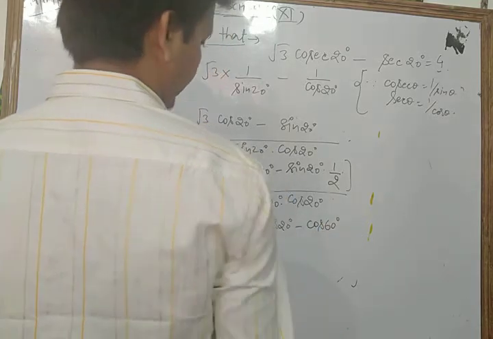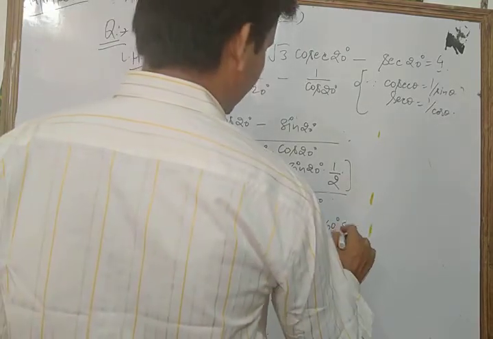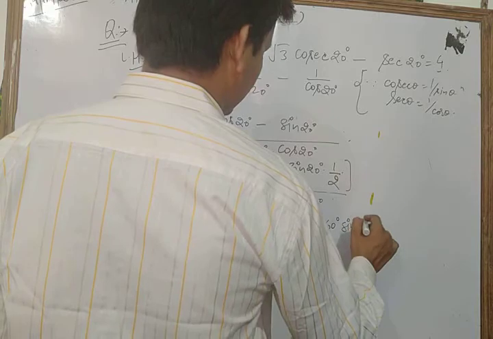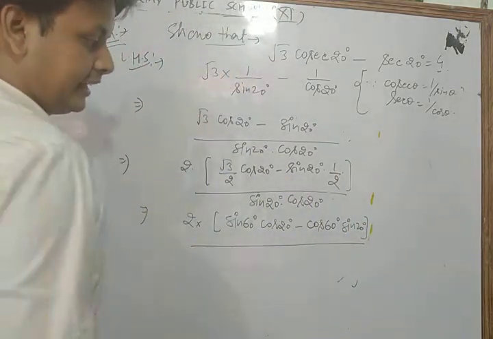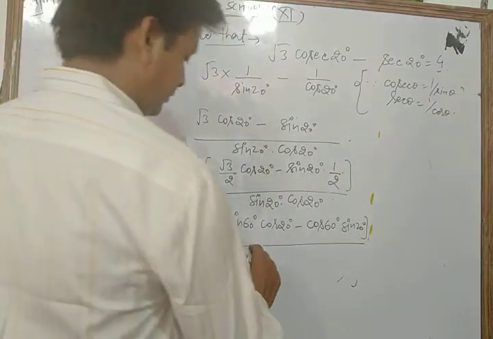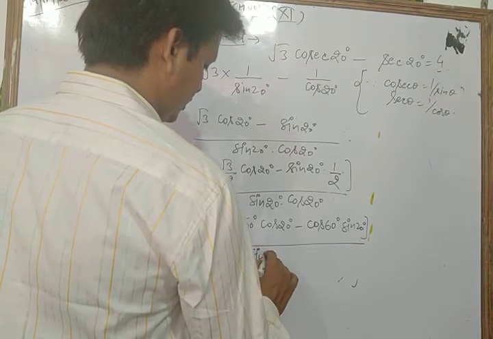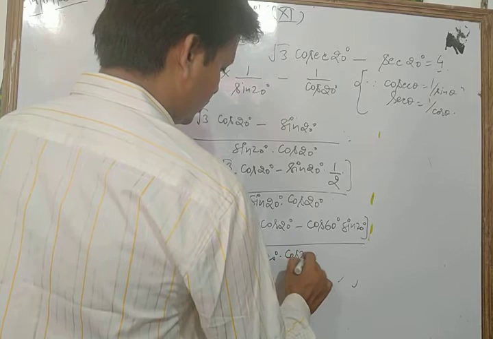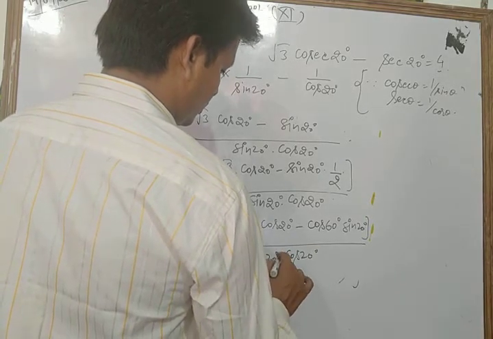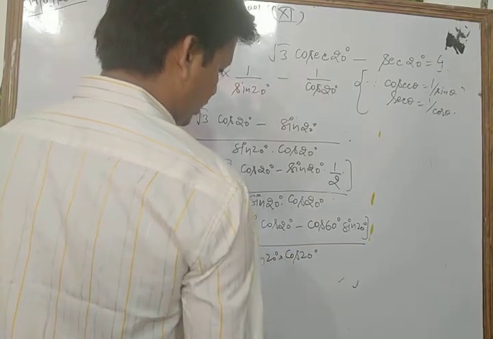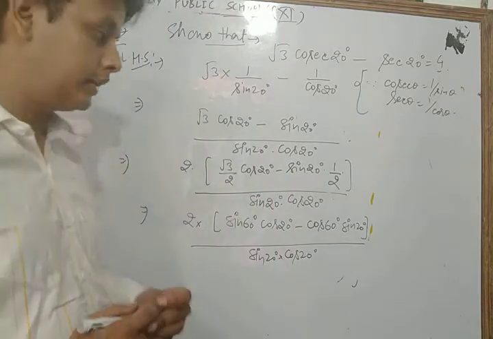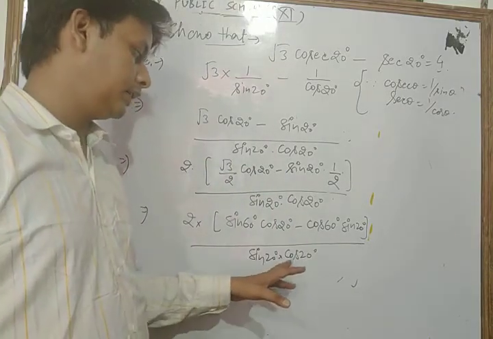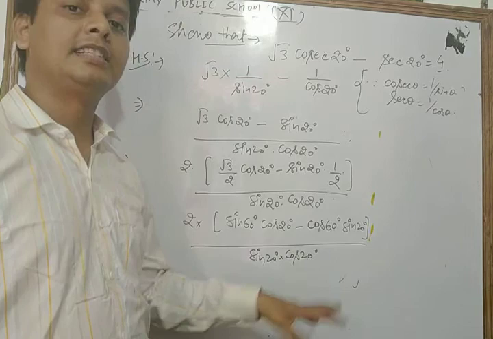Cos 60. Okay, and here we write sin 20 as it is, and in the denominator we write sin 20 into cos 20 as it is. We write sin 20 into cos 20 degree as it is.